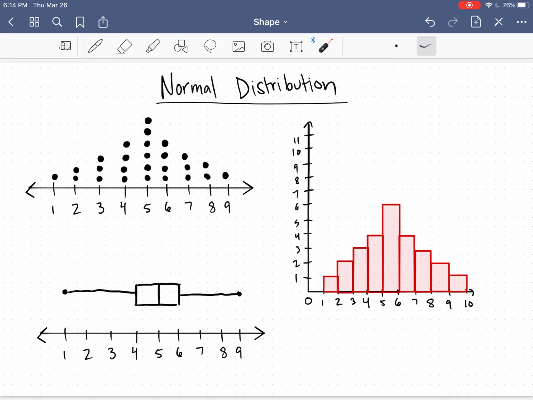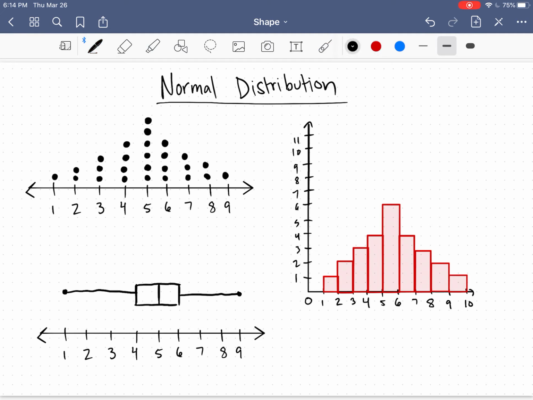Normal distributions are pretty much the most basic type of data distribution that we could have. They are bell-shaped, so we have this nice bell happening here. They're also symmetrical throughout my mean/median. So we notice that nice symmetry happening here.